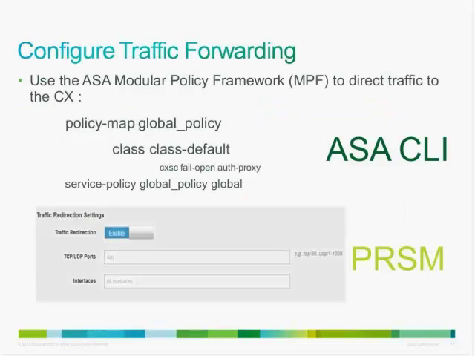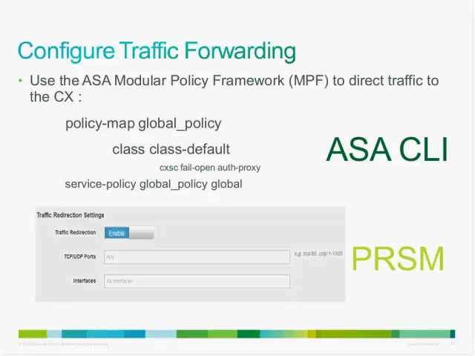Now, this is how you configure traffic forwarding for CX. What happens is that the traffic first hits the ASA, since the ASA is going to be your edge firewall for that traffic. Once the traffic hits the ASA, you're going to use the ASA MPF, the modular policy framework. I'm sure that most of you are familiar with what the modular policy framework is.